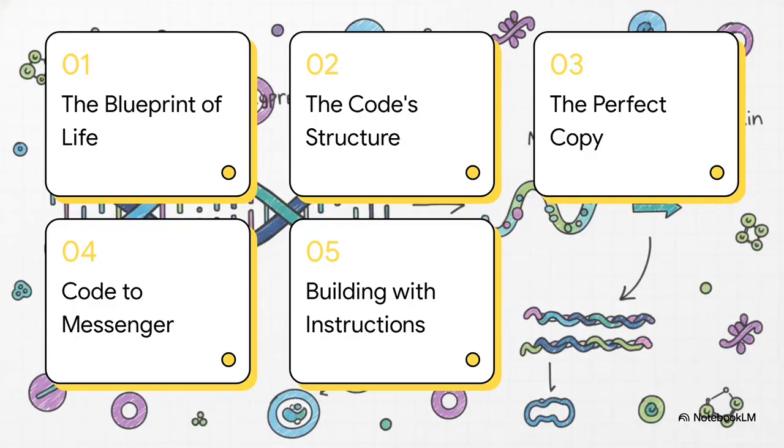So, here's our game plan. We're going to start with the blueprint itself, what DNA actually is. Then we'll look at how its incredible structure was figured out. After that, we'll see how it makes perfect copies of itself, how that code gets turned into a usable message, and finally, how that message is used to build, well, everything. It's the most amazing information system in the universe.